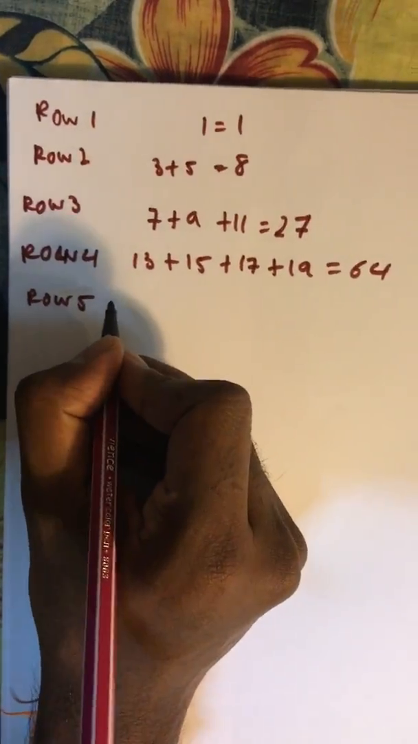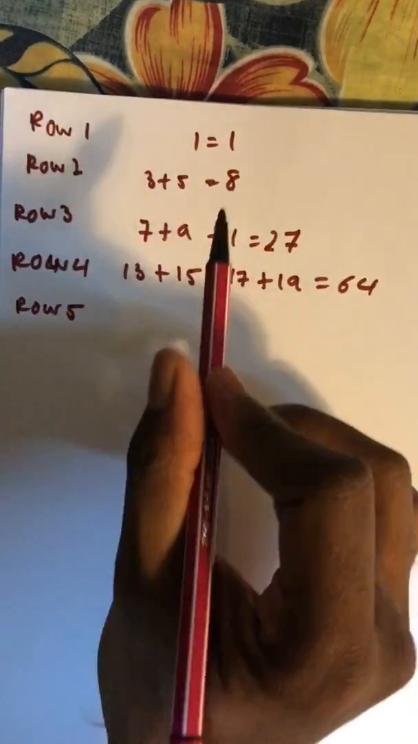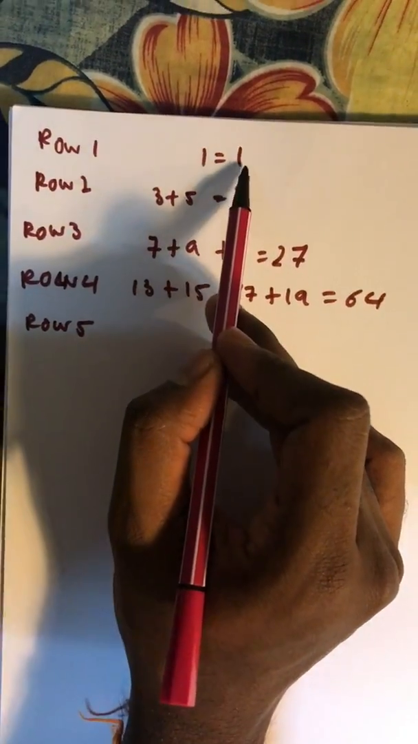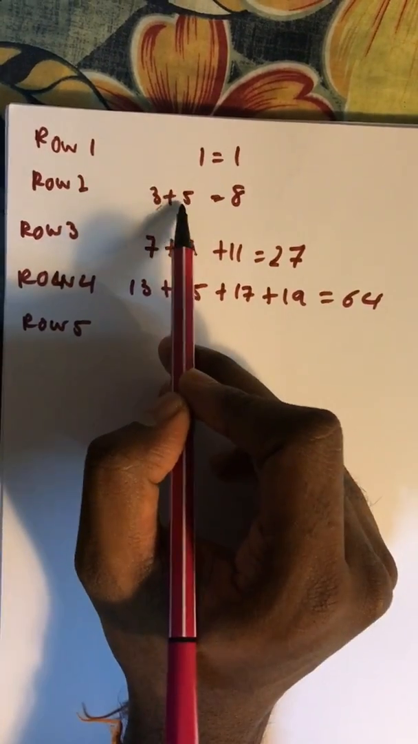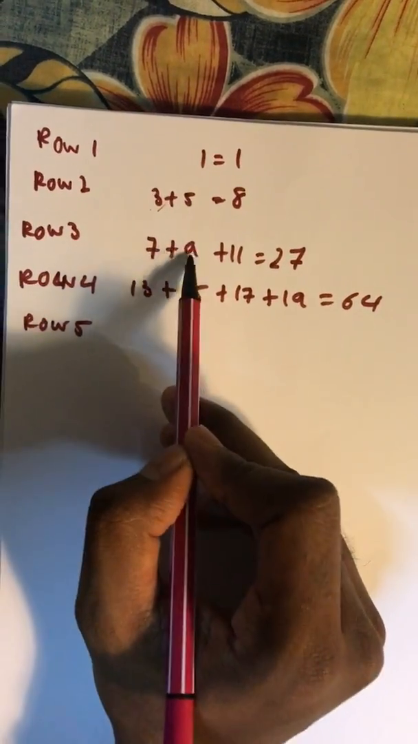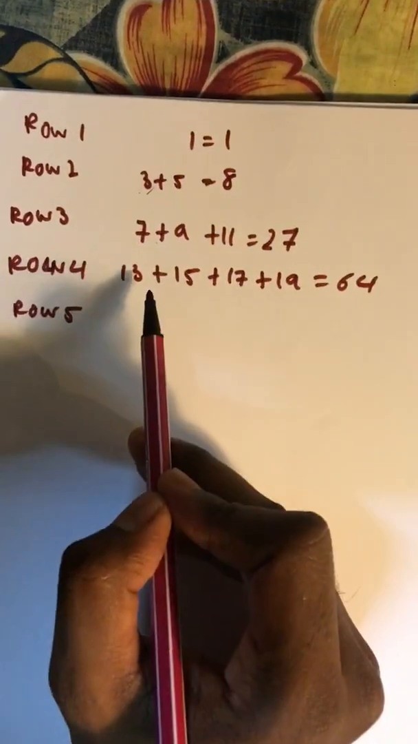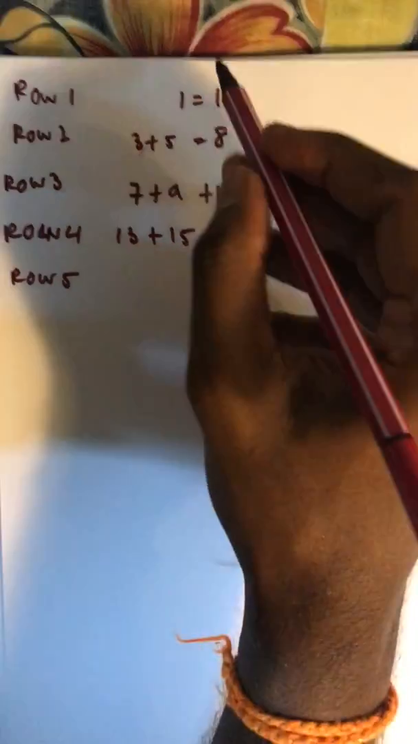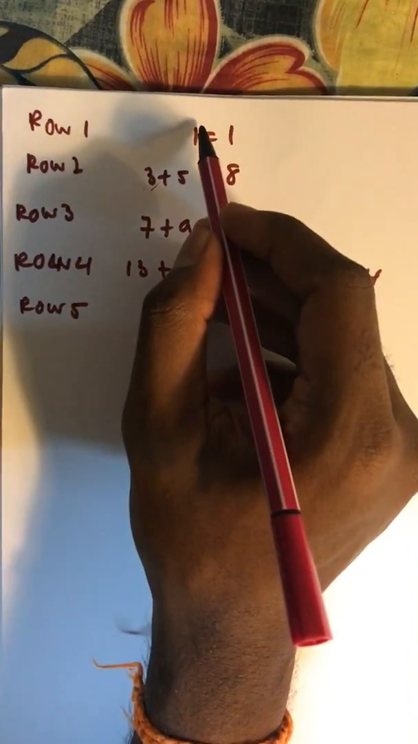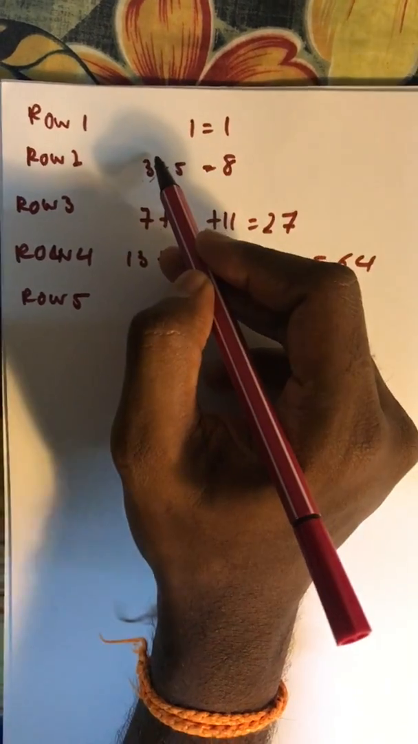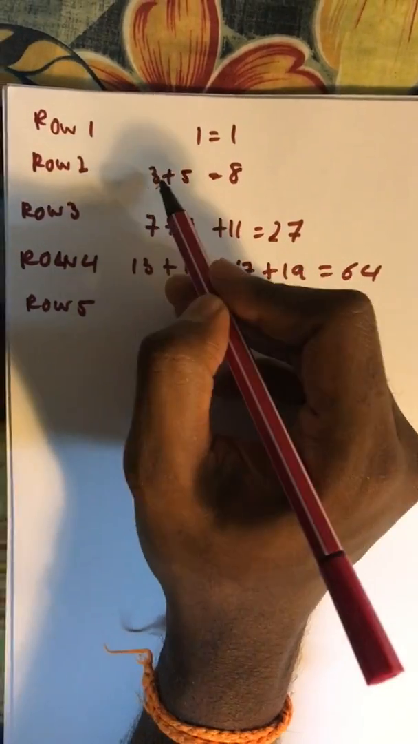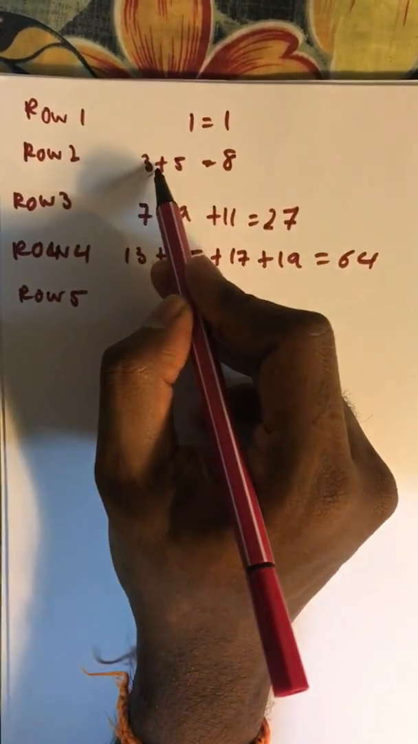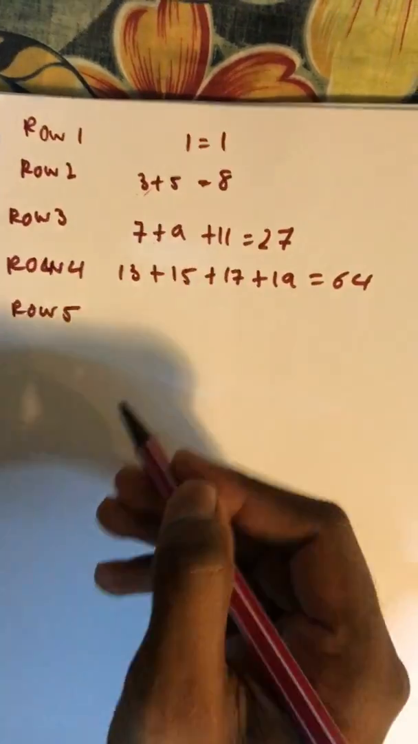Okay, so for row 5, let's see what is going on in the sequence first. So you see, here is 1, here is 1, and here is 3 plus 5, which is 8. Here 7 plus 9 plus 11 gives 27, and here gives 64. If you notice, they are using only odd numbers here, but once they use a number, they don't repeat it again. Like here we used 1 already, we don't use 1 again. Here we used 3 and 5 already, we don't repeat, we keep going to the next and next and next.